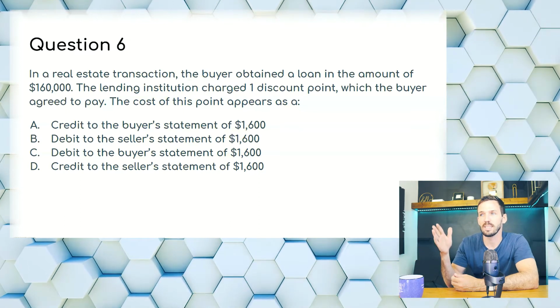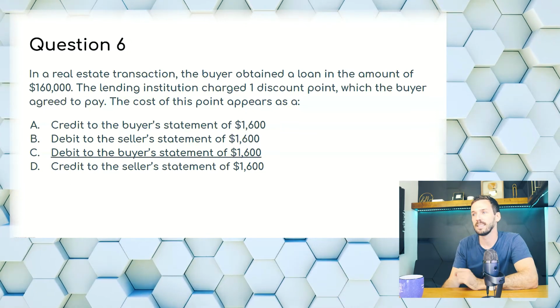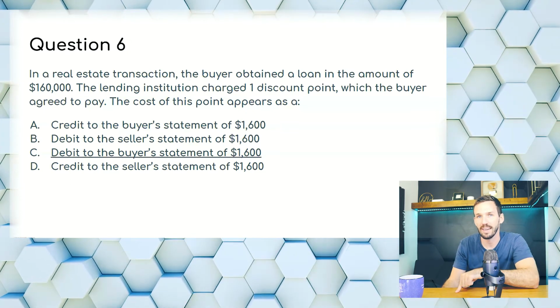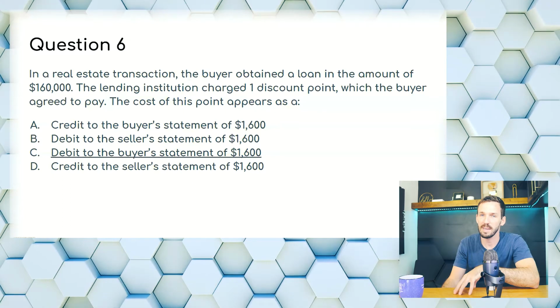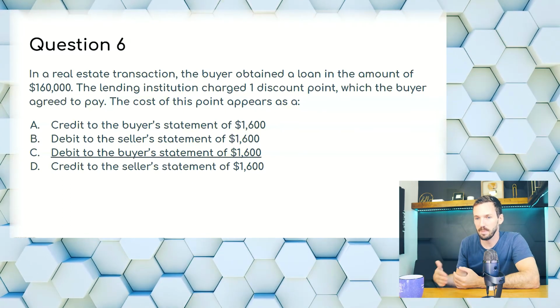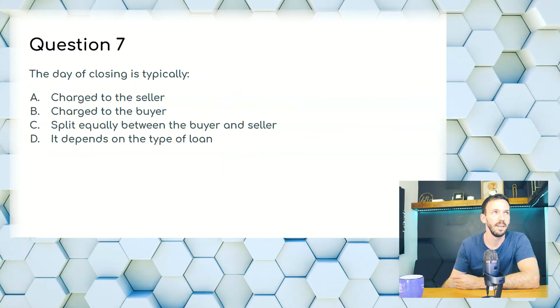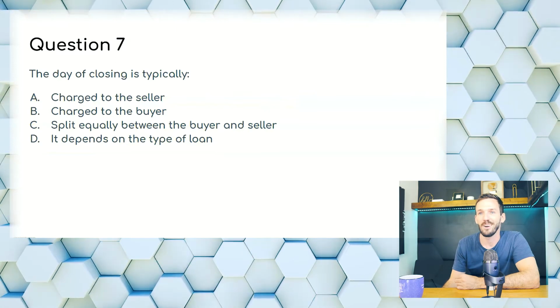One discount point is 1% of the loan amount. Therefore, C, debit of $1,600 to the buyer. It's easy. The buyer statements usually tell you what the buyer has to pay, and the seller statements usually tell the seller what their fees are and what they need to pay, right? It's not complicated. Question 7.